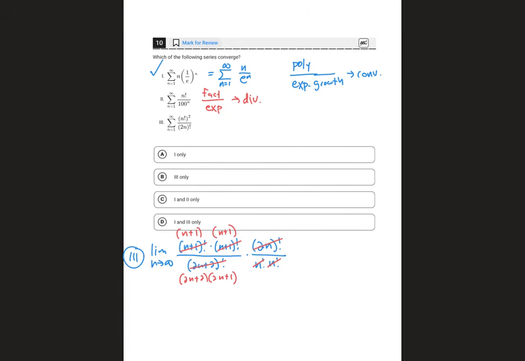Now, as n approaches infinity, you have this in the top, that's like an n squared when you FOIL, and the bottom is a 4n squared, so this will equal 1/4, which is less than 1, so that converges. Then this is 1 and 3, so this is answer choice D.